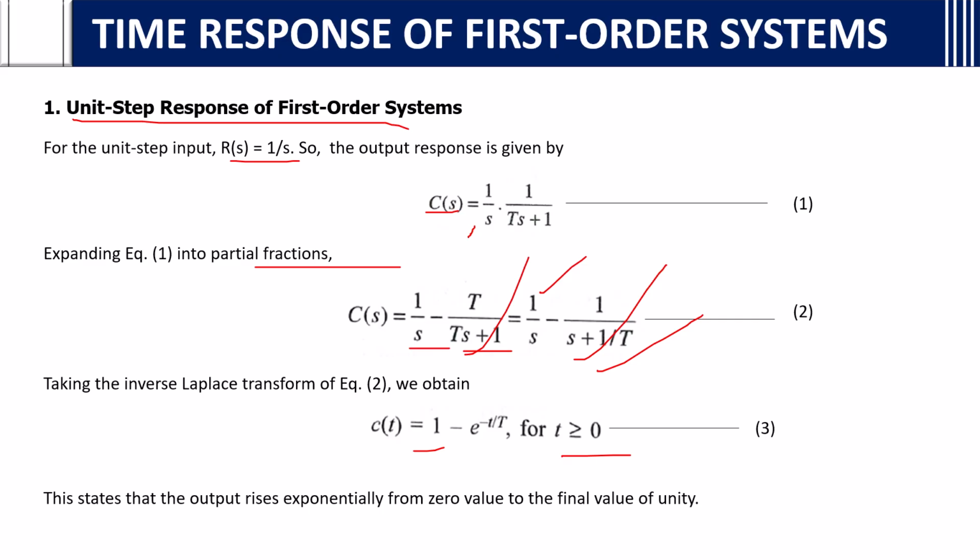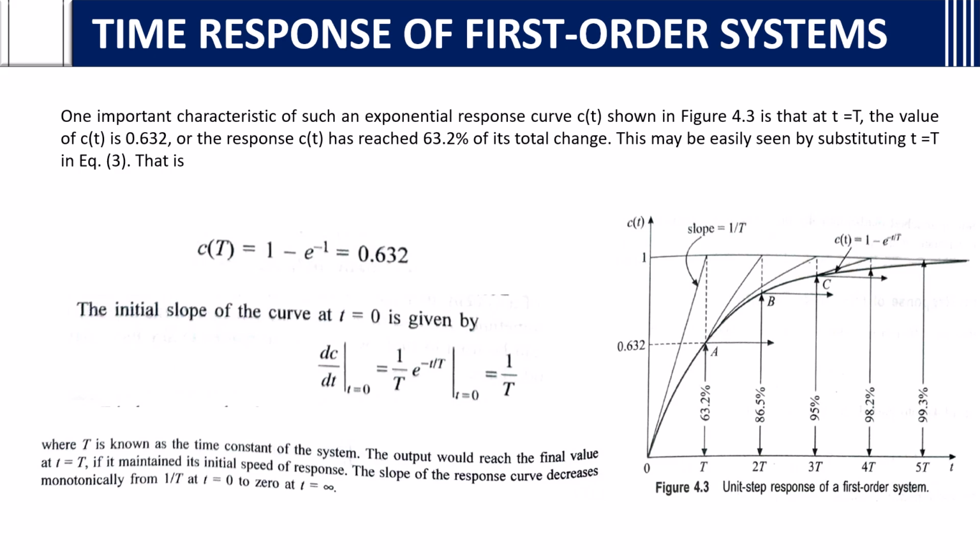We need to consider this. It states that the output rises exponentially from 0 value to the final value of unity. It is rising, why? Because if you see, this is exponentially rising. One important characteristic of such an exponential response curve C of t, shown in figure 4.3, is that it is taken for t, 2t, 3t, 4t and 5t. C of t is equal to 1 minus e power minus t by capital T. Now if you substitute t equals T, it becomes 1 minus e power minus 1. So you get the value of 0.632, if you calculate on a calculator.